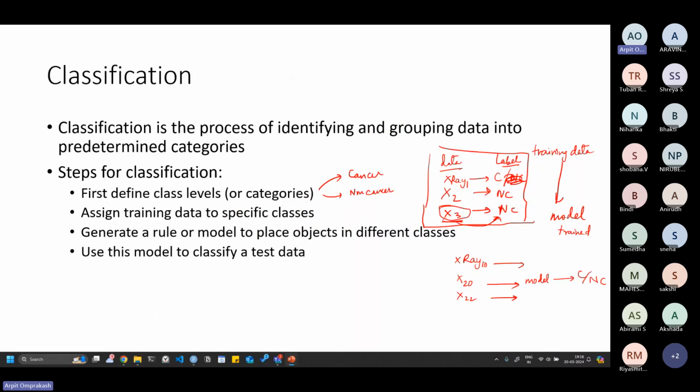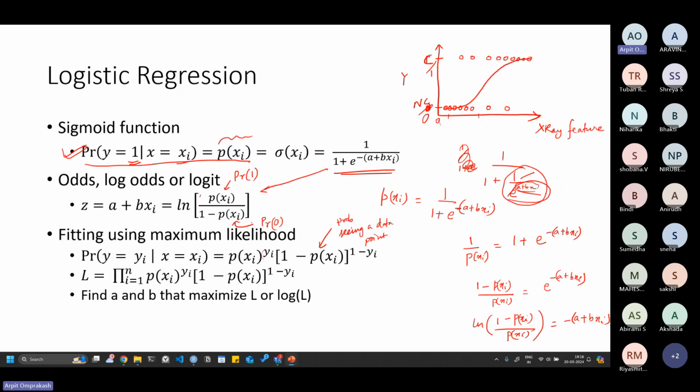Yeah. So we're talking about classification. We talked about logistic regression. We talked about the sigmoid function. Then we talked about odds ratio. It's basically probability of x divided by 1 minus probability of x. This is the odds ratio. And if you take a log of it, it's called log odds or logit.